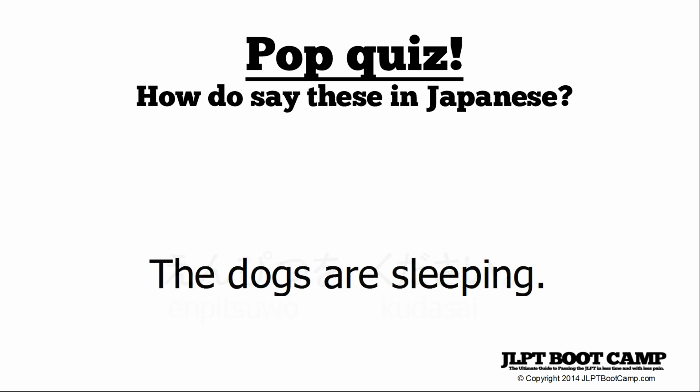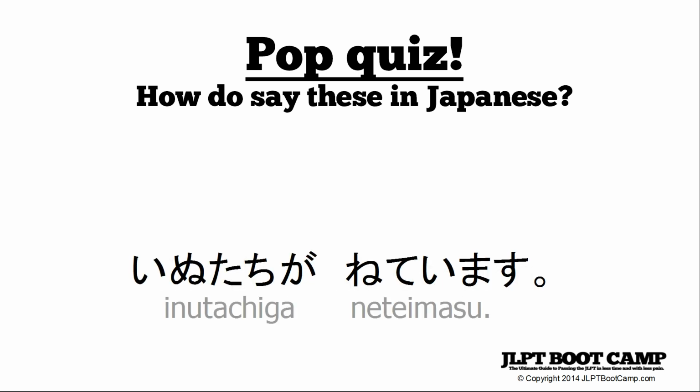And final one, the dogs are sleeping. Inu tachi ga nete imasu. So again, inu is dog, tachi is to talk about a group. So inu tachi, the dogs, and then nete is sleeping. It's the te form of neru, which is to sleep, and imasu is how you form the present progressive, basically the be-ing form of the verb.